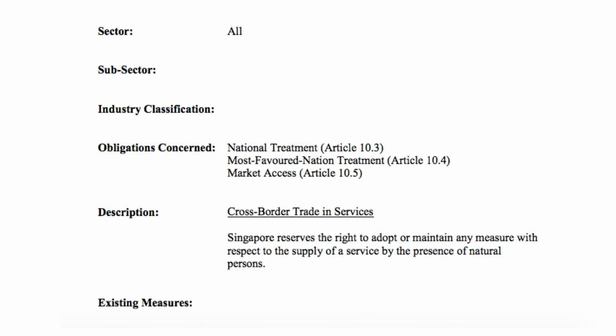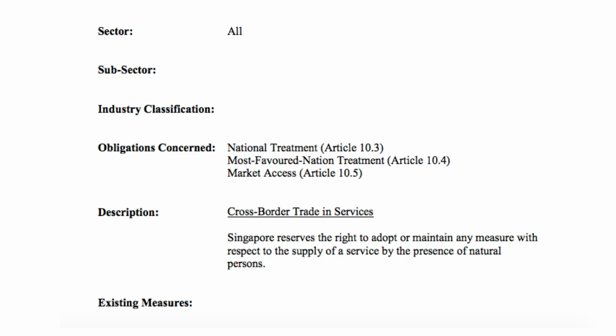Annex 2 lists the areas Singapore retains the right to introduce non-conforming measures in the future. It contains a number of reservations relevant to an Australian law firm looking to set up an office in Singapore. For example, Singapore reserves the right to adopt or maintain any measure with respect to the supply of a service by the presence of a natural person. Mode 4. This means that Singapore can keep in place any existing restrictions on the temporary entry of foreign people wishing to sell services in person, and can also introduce new ones in future.